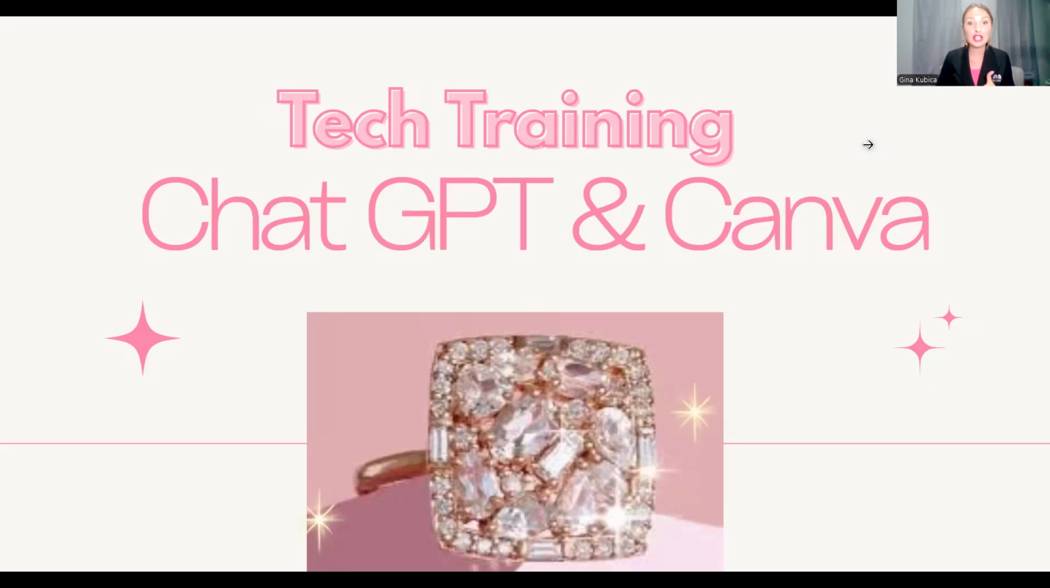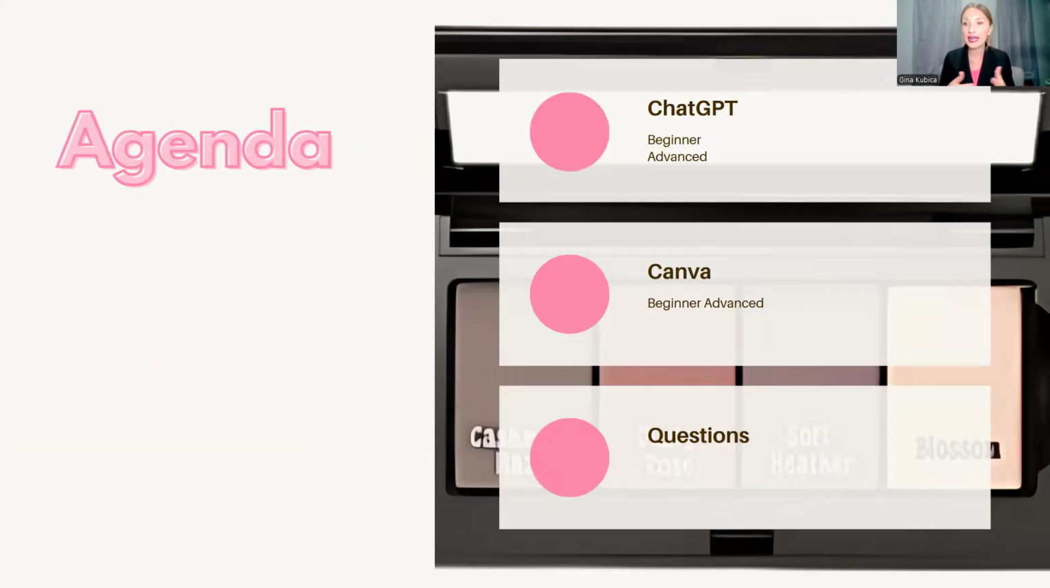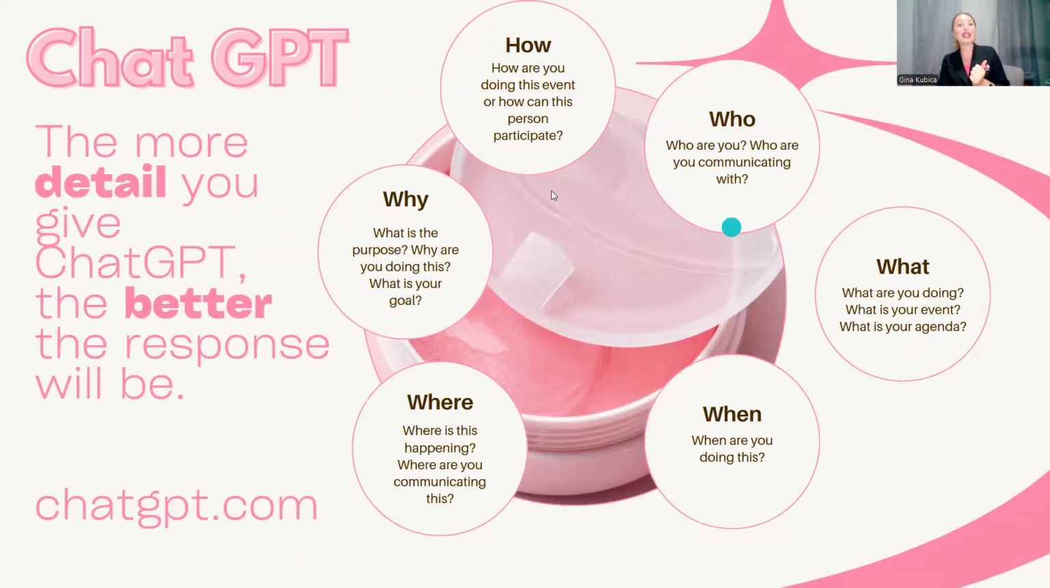Okay, so in this tech training, we're going to be covering a couple of things, mostly ChatGPT and Canva, and how you can use them in your business. The agenda for today has three sections: a ChatGPT section, a little bit of beginner, a little bit of advanced; a Canva section, a little bit of beginner, a little bit of advanced; and then we'll open it up for any questions that you may have. So let's get started with ChatGPT.